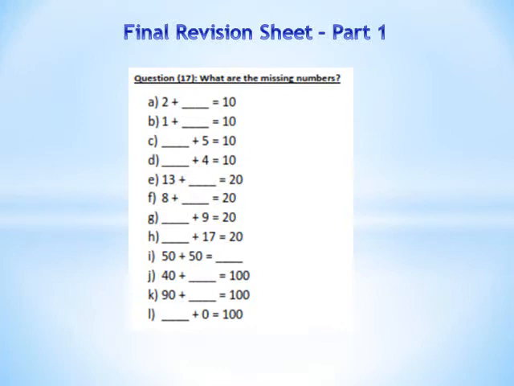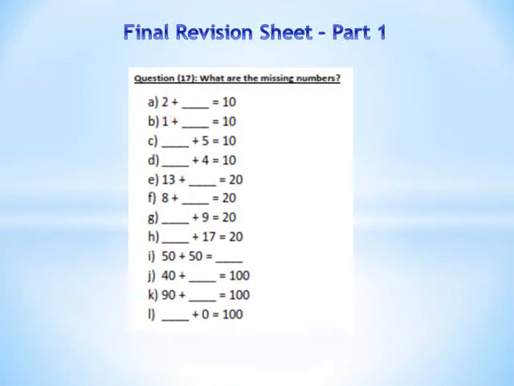For example, two numbers we add together to get 10. Two numbers we add together to get 20. Two numbers we add together to get 100. So let's start with number A. 2 plus a missing number equals 10. What is the other pair of 2 that gives me 10?